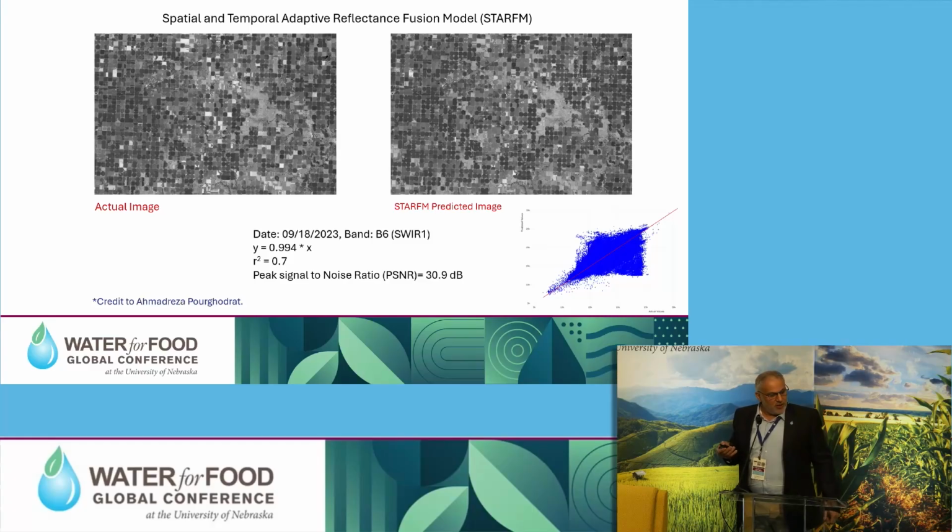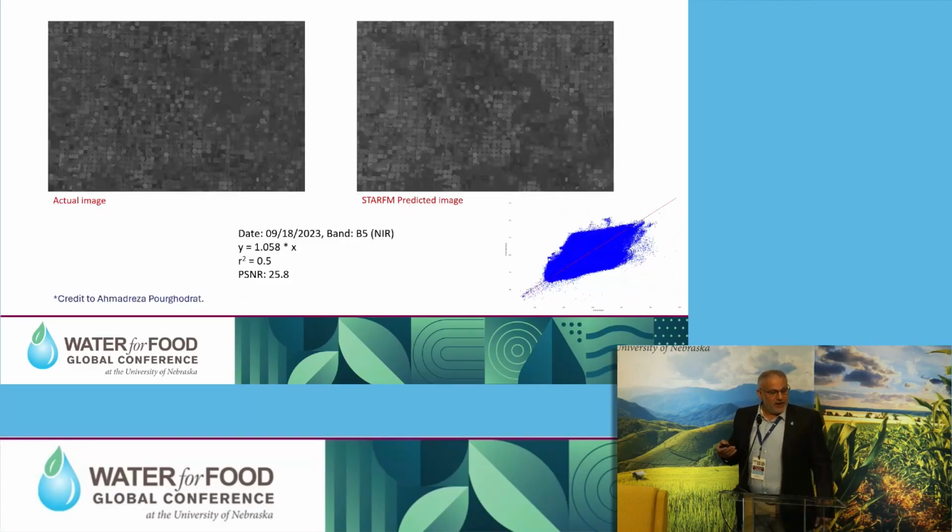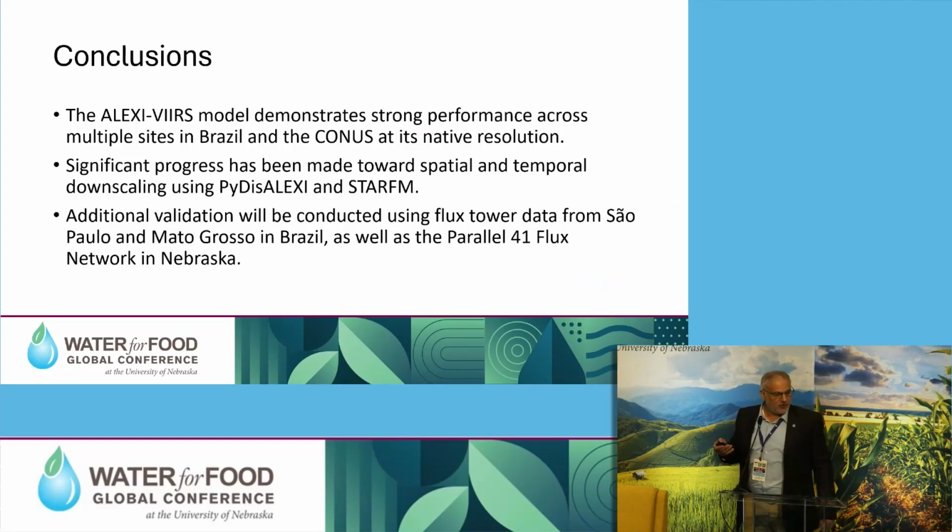Credit to him. The peak signal-to-noise ratio is 30.9 decibels, which is a really good indication and a good result for such an application. And y to x has a good relationship too for band 6, the shortwave infrared. For near infrared, it did a little bit less than the other one, but the relationship is still good. We are working on this, and we're going to make it more user-friendly and more available in the future.